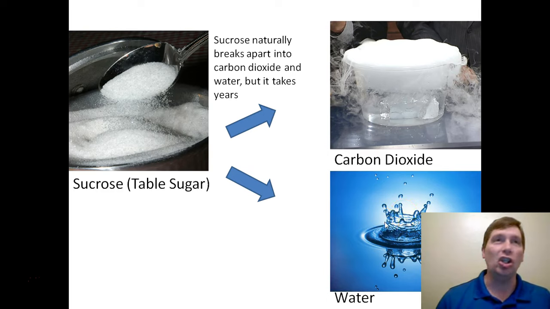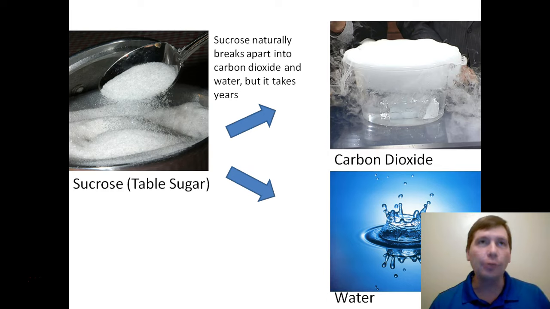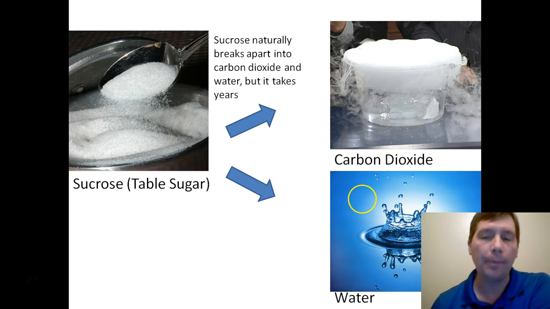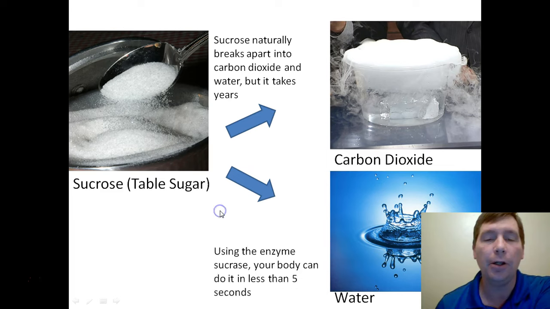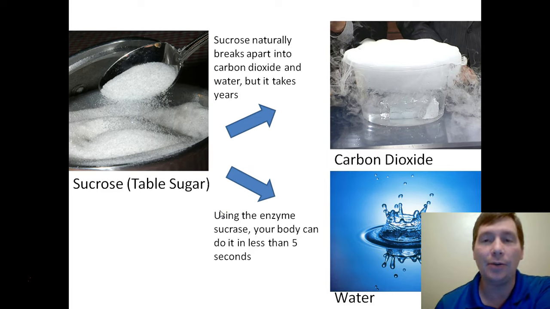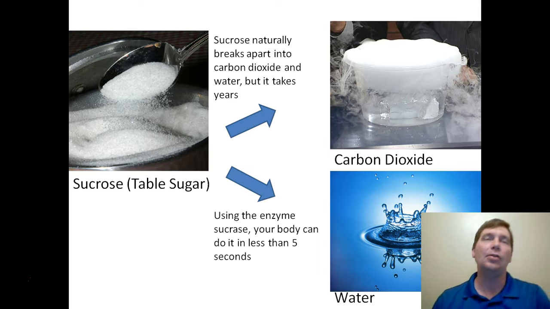But this takes years. It takes years because you have to add energy to the sugar in order to make it break apart. Well, your body does the exact same thing. Your body can break sugar apart into carbon dioxide and water. It's called cellular respiration. Your body does it in about 5 seconds. Now, it does this by using enzymes. And so what the enzymes do is make it so you need a lot less energy to make this same chemical reaction happen. This reaction of sugar being converted to carbon dioxide and water will happen all by itself, but your body needs it to happen a lot quicker, so you use enzymes to make that happen.